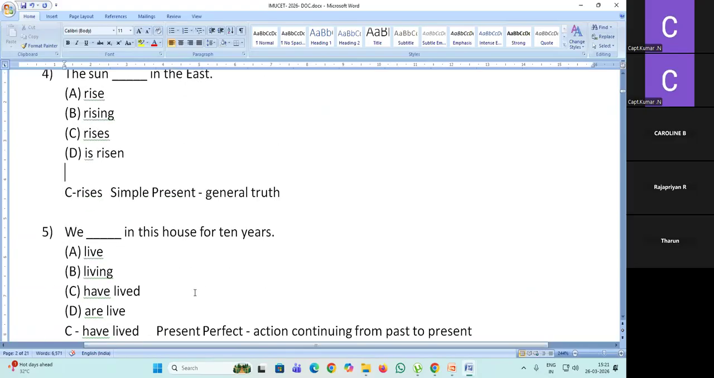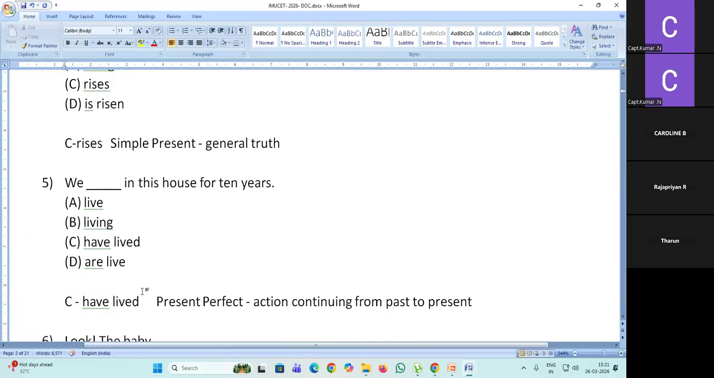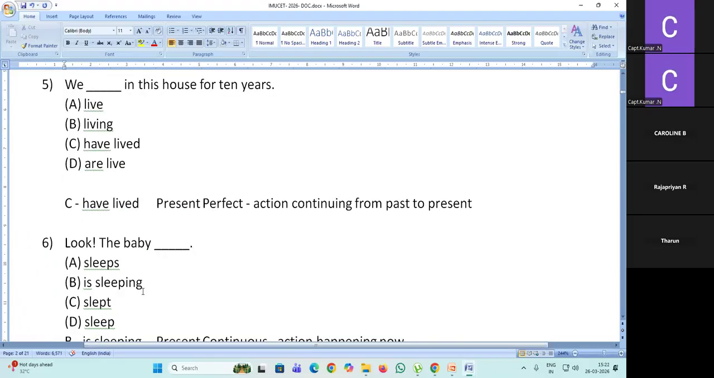Next one. We dash in this house for 10 years. What will be the answer? Here they have given the duration of time and it is talking about a past action. So it will be have lived. We have lived in this house for 10 years.